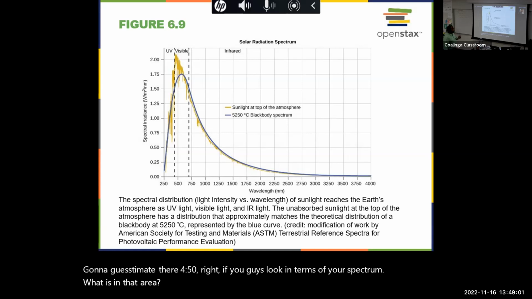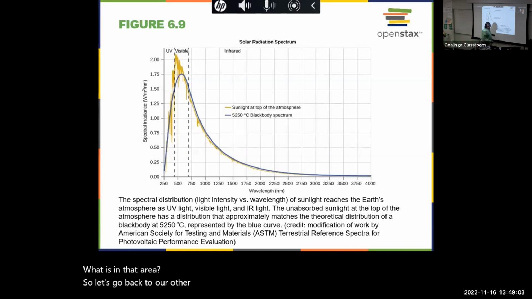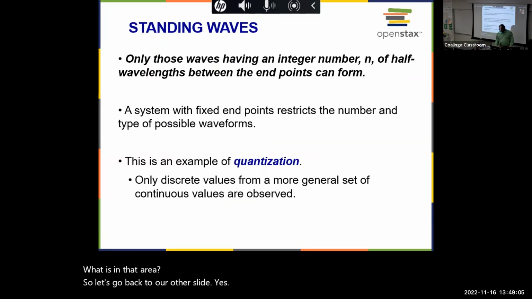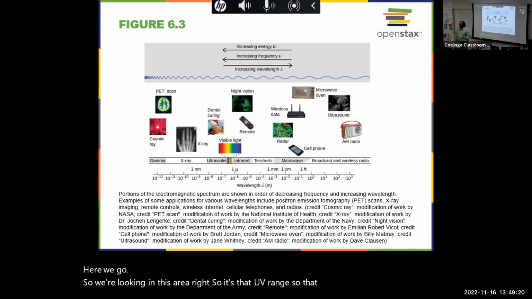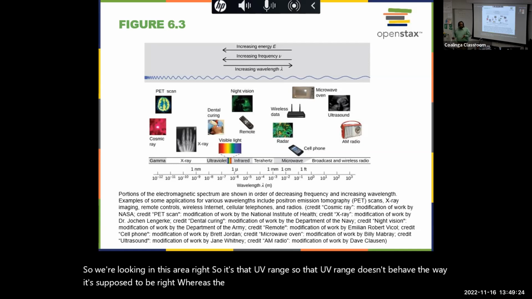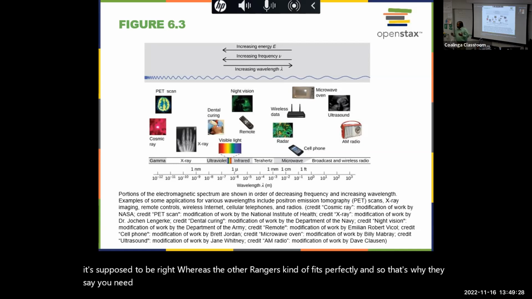Let's go back to our other slide. So it's that UV range, right? So that UV range doesn't behave the way it's supposed to, right? Where the other ranges kind of fit perfectly. And so that's why they say ultraviolet catastrophe. You no longer get that matching. So there's something weird that goes on.